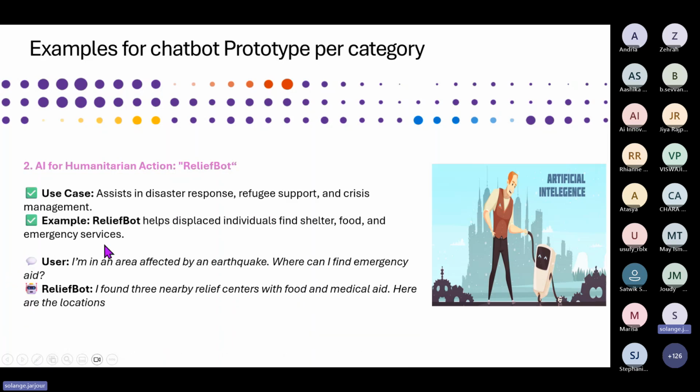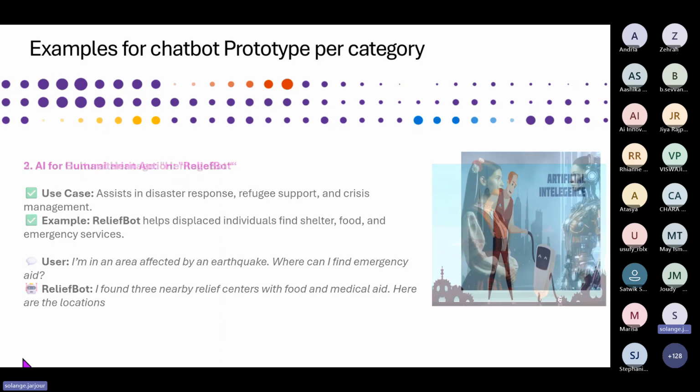So here I also did something related to, for example, an earthquake, as you mentioned, and I'm asking the bot where can I find emergency help. And here the bot was able to detect 3 nearby centers where I can get food and medical aid. Okay, so this is an example.